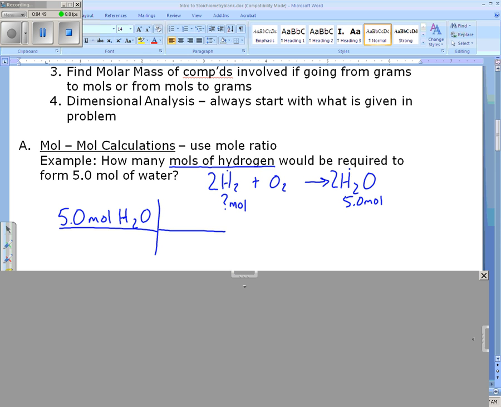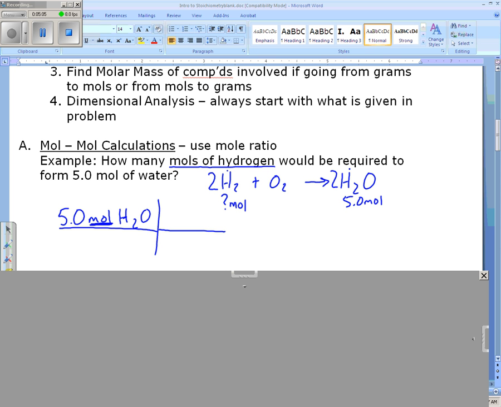At this point, with every stoichiometry problem, you're going to ask yourself the same question. Can I use mole ratio? If you have moles right here, the answer is yes. So, can we use mole ratio? Yes, because we have moles there.